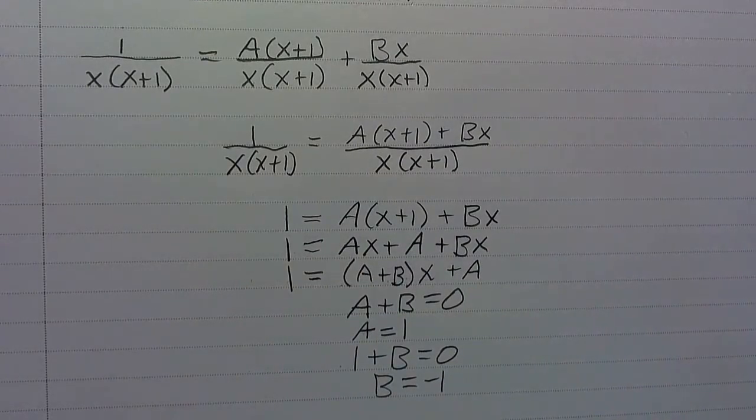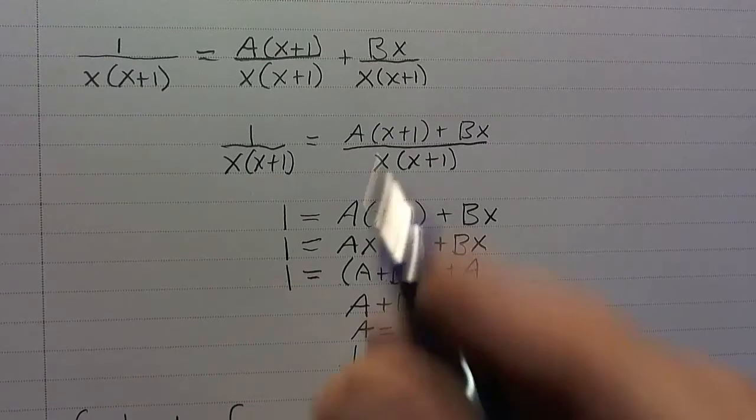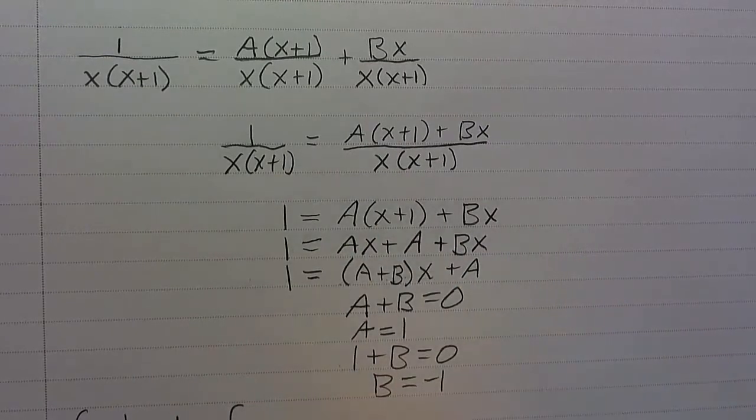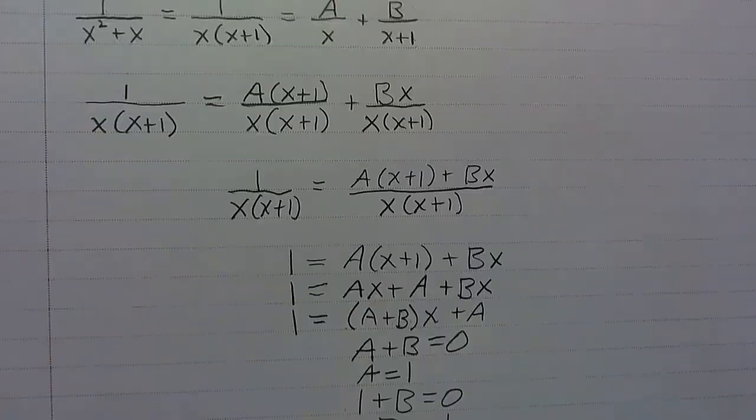Okay, now let's see how that helps us. We had this integral. We were trying to work with this, 1 over x squared plus x. This was the original integral. And what we found is that 1 over x squared plus x can be written this way: A over x, well, that's 1 over x dx, plus B over x plus 1. Well, B is negative 1, so this is negative 1 over x plus 1.